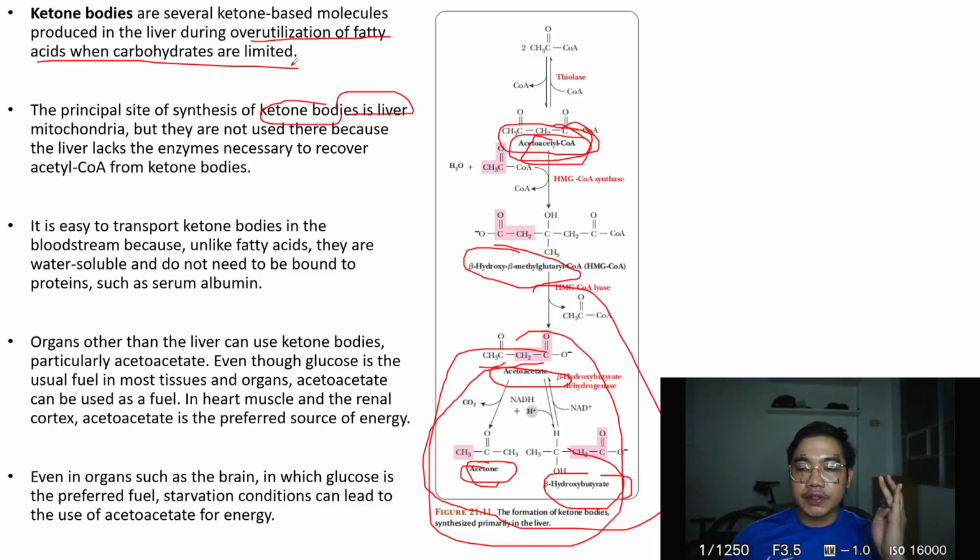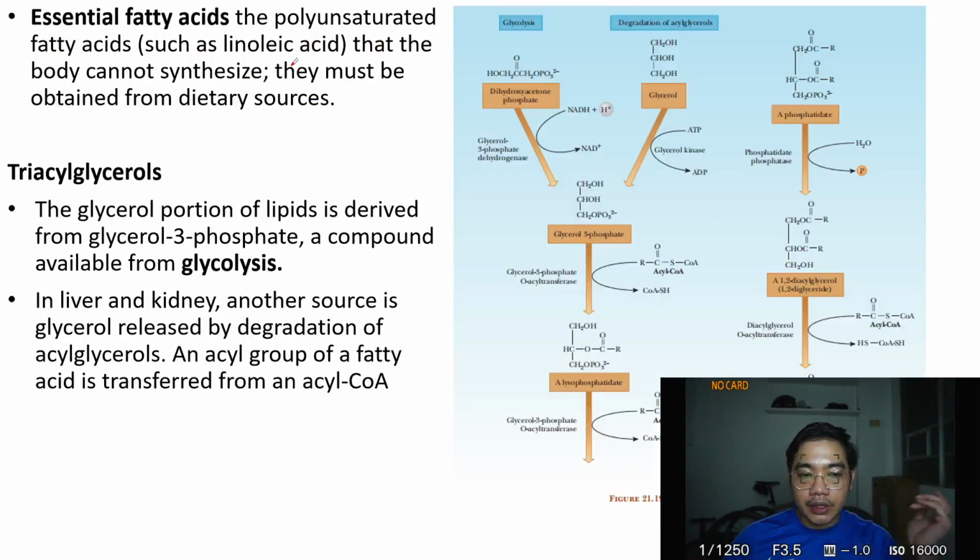So we also have a condition. I hope we're going to talk about this in your third year, diabetic ketoacidosis. So next we have your essential fatty acids. An essential fatty acid like linoleic acid is like a vitamin: you can't synthesize it in your body, that's why you need to get it from your diet.